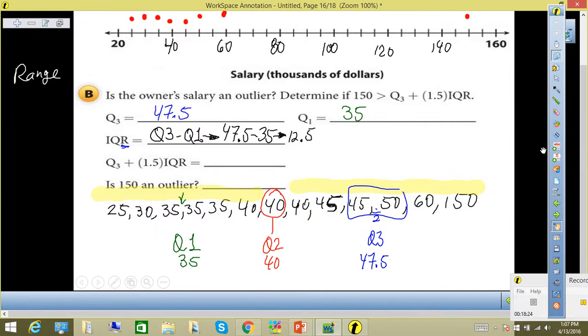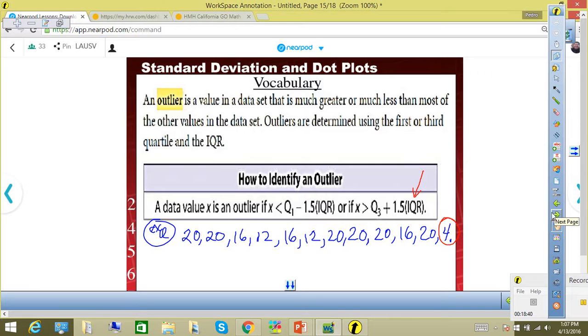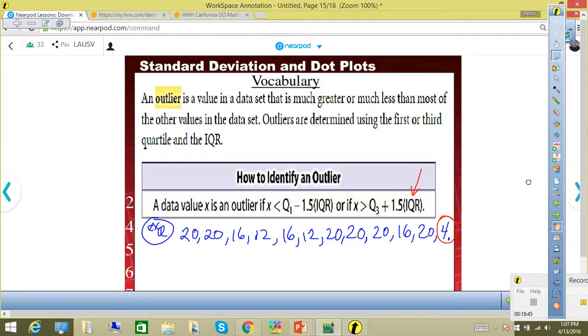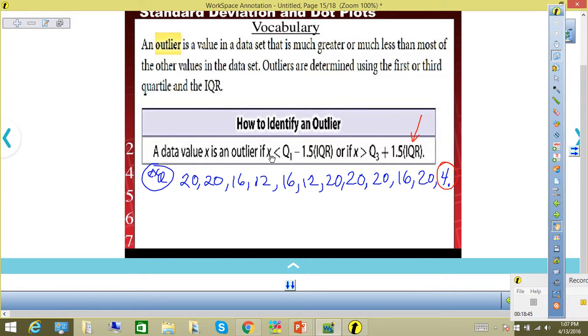All right. Now check this out. Pens down, eyes up here. Now I want you to know why we're using 150 greater than Q3 plus 1.5 IQR. Watch. Pens down, eyes on the screen, please. When I asked you to write this down, how to identify an outlier, it says a data value X is an outlier if X is less than Q1 minus 1.5 IQR, or if X is greater than Q3 plus 1.5 IQR. So that means it's either on the lower half or on the upper half.